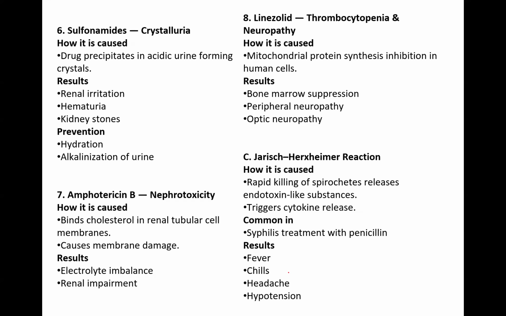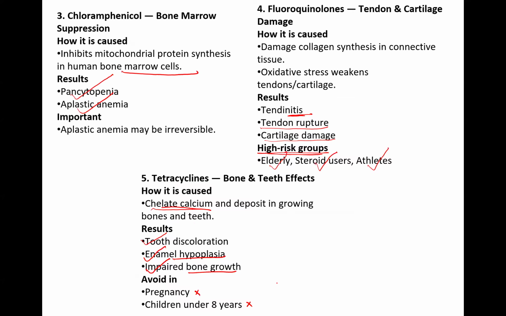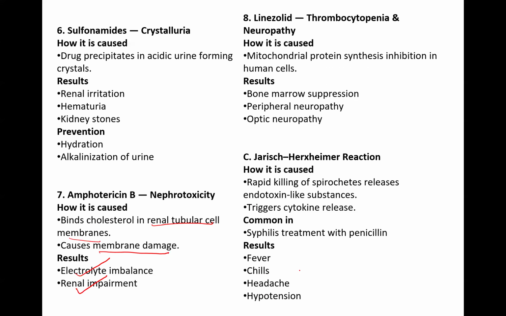Amphotericin B is another drug causing nephrotoxicity because it binds to cholesterol in renal tubular membranes, causing membrane damage, resulting in electrolyte imbalance and renal impairment. I'm not asking you to memorize all these things by heart, but you should know what's happening and what will happen when these occur. These are commonly asked questions. Linezolid can cause thrombocytopenia and neuropathy, which result in bone marrow suppression, peripheral neuropathy, and optic neuropathy. Okay, nerve problems and also bone marrow suppression.